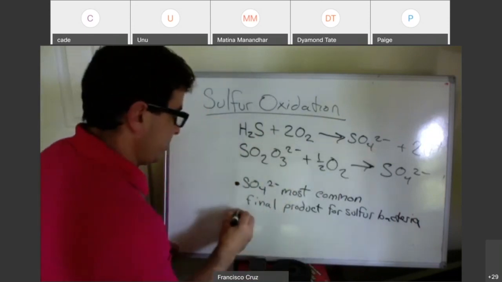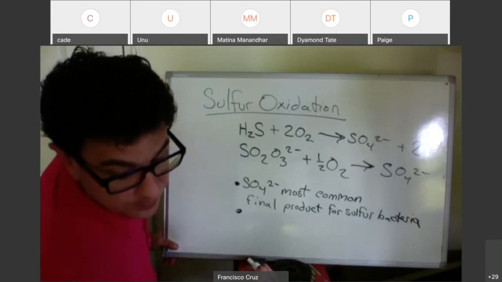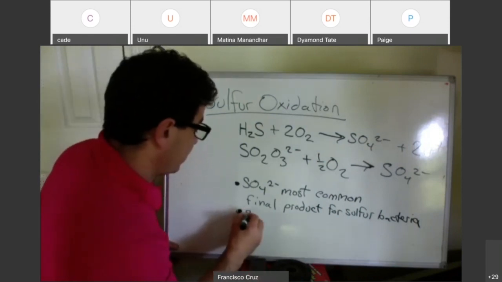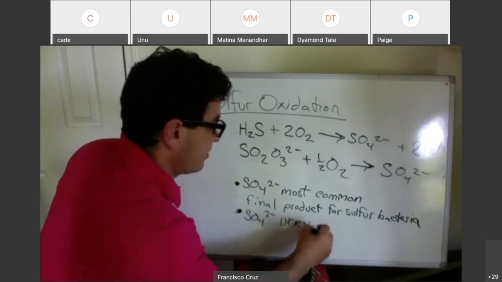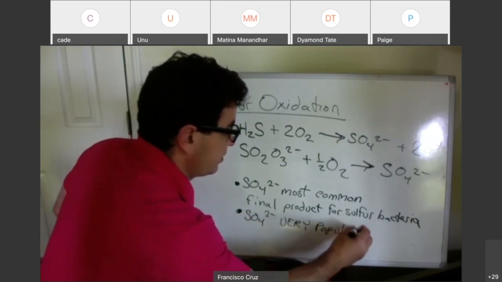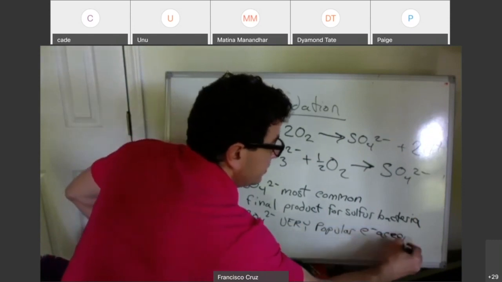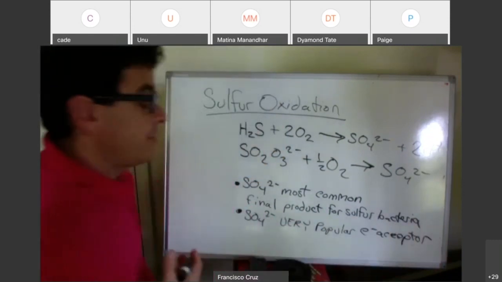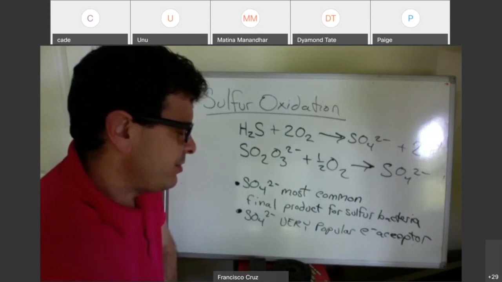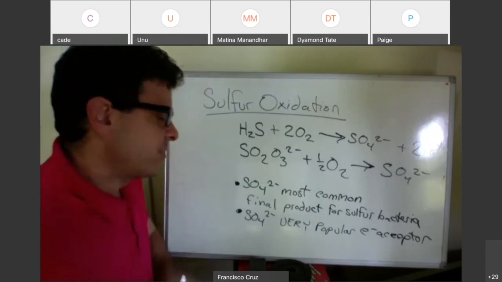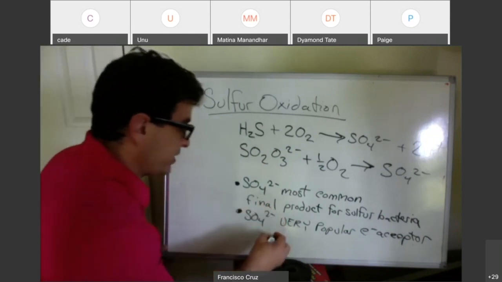Sulfate is being produced here. Sulfate is also a very popular electron acceptor. So that works out for everybody. And I've said this a million times: if you're at the marsh side of the marshes and you smell that kind of rotten egg smell, what you're smelling is when sulfate is an electron acceptor.